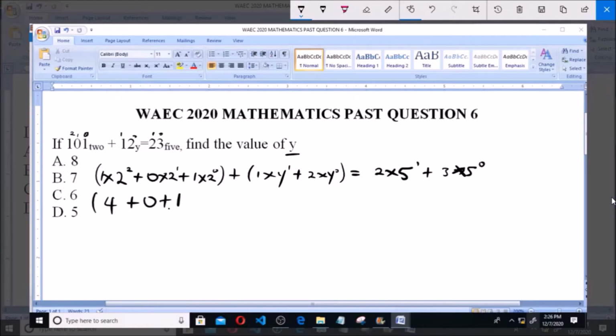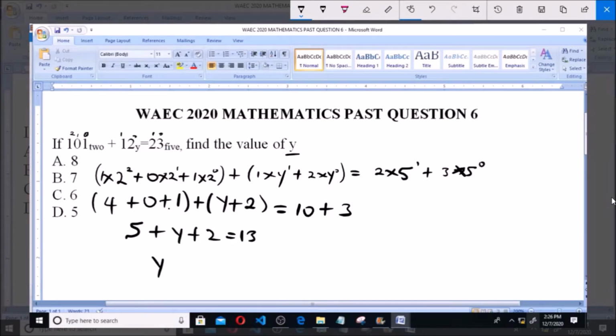Now from here we'll have 1 times 4, and that will give us 4, plus 0, plus 1. 2 raised to the power of 0 is 1, and 1 times 1 will give us 1. Then plus 1 times y will give us y, plus y raised to the power of 0 is 1, 2 times 1 will give us 2, is equal to 10 plus 3. So here now we're going to have 4 plus 0 plus 1, that is 5, plus y plus 2 is equal to 13. So we have that y is equal to 13 minus 7. So y is equal to 8. So the value of y is 8, and that is option A.